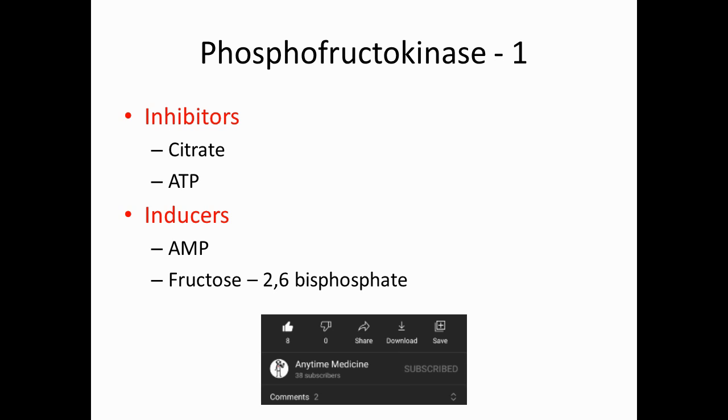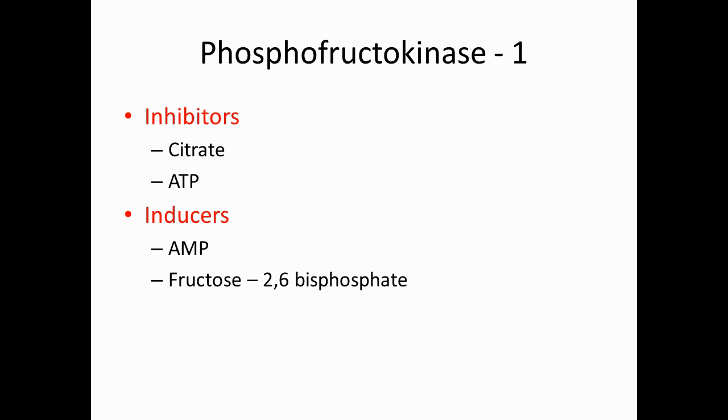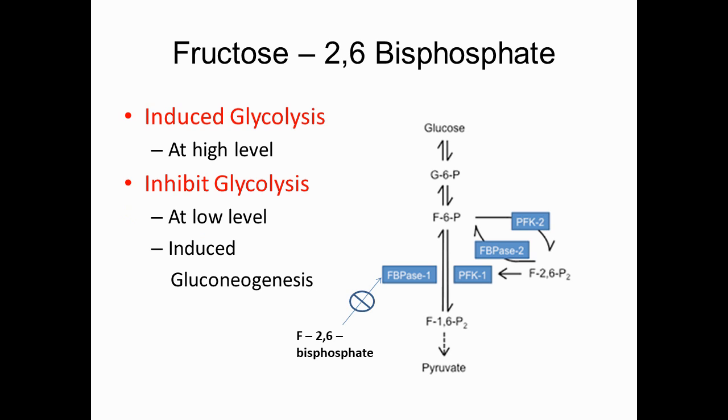Phosphofructokinase 1 is inhibited by citrate and ATP. Citrate is a component of the TCA cycle that we are going to see in my future videos. If there is a lot of citrate and ATP, it will inhibit the phosphofructokinase 1 enzyme, and it will be induced by AMP and fructose 2,6-bisphosphate that we are going to see in the next slides. Fructose 2,6-bisphosphate at a high level induces the glycolysis process. As you can see in the picture, fructose 2,6-bisphosphate will induce the phosphofructokinase 1 enzyme, and it will favor the glycolysis process, and it will inhibit the fructose bisphosphatase 1 enzyme and stop the gluconeogenesis process.